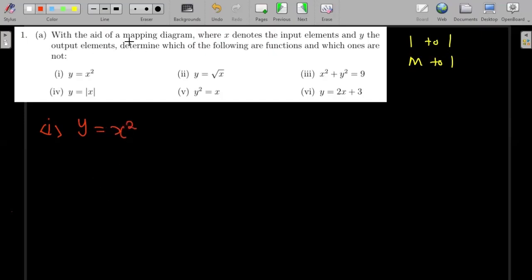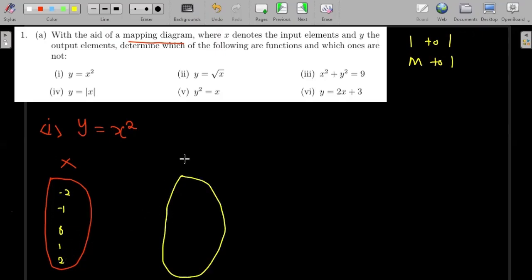So they said with the help of a mapping diagram here. So I'm going to draw a set here, x. Okay, I'm going to say this is my x. And then in this x, I'm just going to pick some random numbers that I can put there. So I'll say maybe -2, -1, 0, 1, and 2. So this is my set x. And then I'll need to find my set y now using this relationship here.